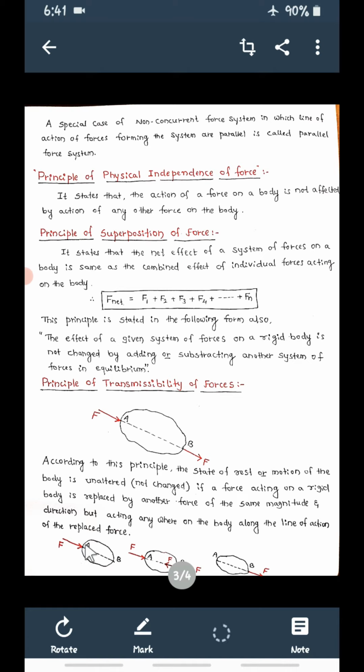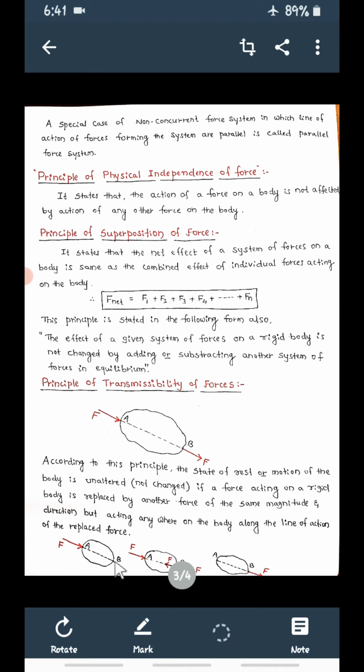This is the direction of force F, in this direction, and the replaced force is also in the same direction. It is not applied like this, opposite. No, same direction, same magnitude. Magnitude should be same. That is, if it is F means this is also F. It is moving in this direction. It is applied in this direction means this should be also same direction. So magnitude should be same, direction should be same, and one more important thing, the replaced force should be applied along the same line of action.